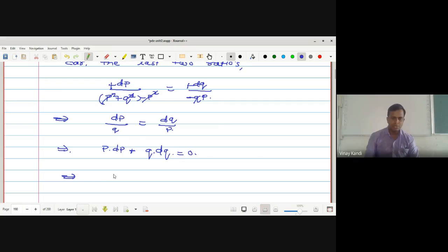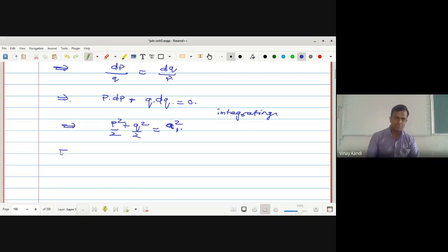So here we get p square upon 2 plus q square upon 2 on integrating. Okay, integrating we get p square upon 2 plus q square upon 2 is equal to, suppose this is a1 square. That implies p square plus q square is equal to, suppose this is a square, 2 into a1 square is a square. Okay, so this is the equation. Give it as an equation number 2.